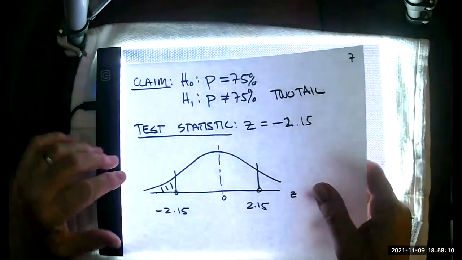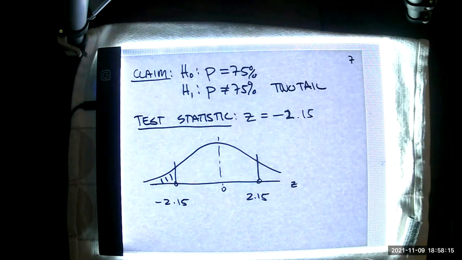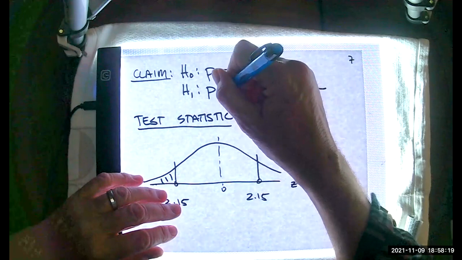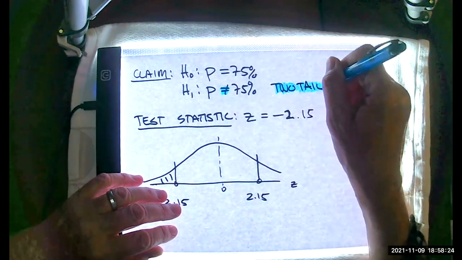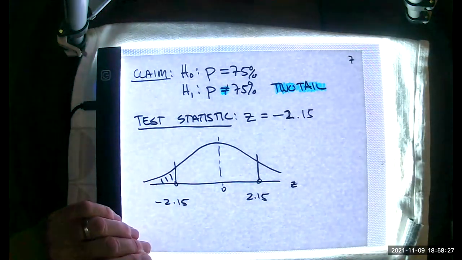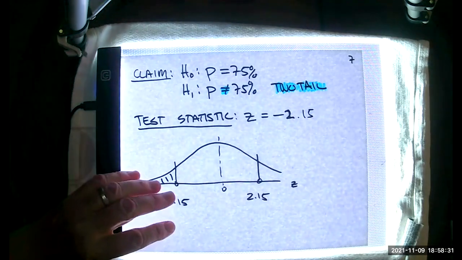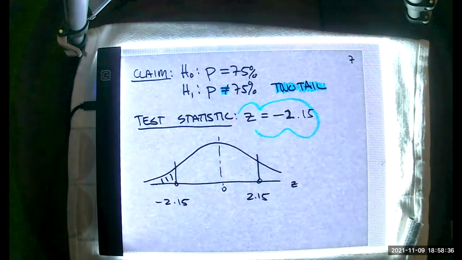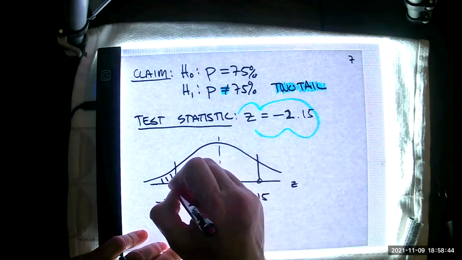All right, so here's my claim. P equals 75%. P is not equal to 75%. This is what gives me a two-tailed test. So as I say, you need the alternative hypothesis. In this case, it's two-tail. And I've got a test statistic, just like I had previously.